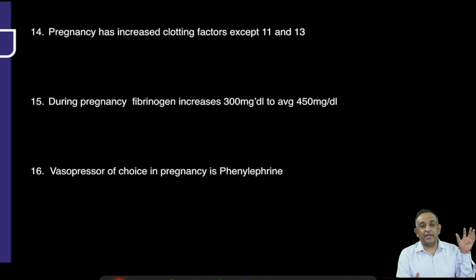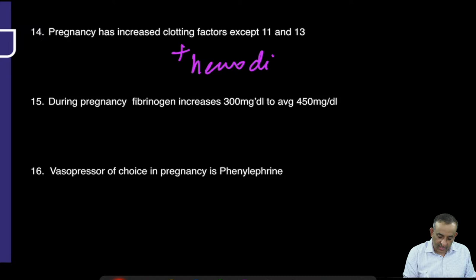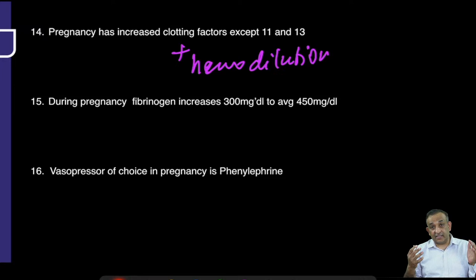So nature has made a mechanism of increasing the clotting factors, and those clotting factors will make sure that the bleeding is less. What else is very wonderful? The fact that there is hemodilution in pregnancy. So one fact is that the clotting factors increase. So the bleeding which is happening in delivery will be stopping faster because the clotting factors have increased.